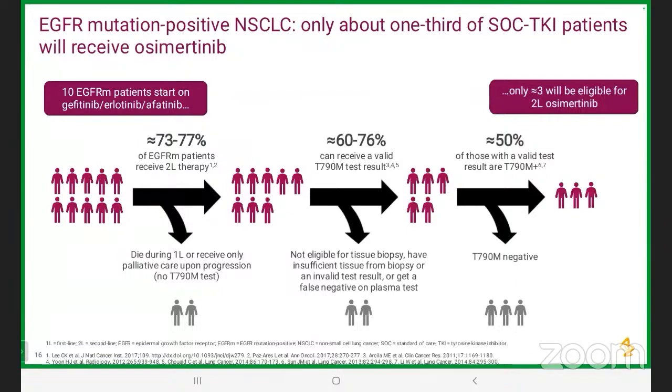Again and again, this is the slide that's going to come, that only 73% of the patients will receive second line. Out of that, after first line, a few patients are going to die. The residual patients that will be remaining, around 60 to 76%, only can get the valid result. And out of this valid result, only 50% would be the ones actually getting the medications.